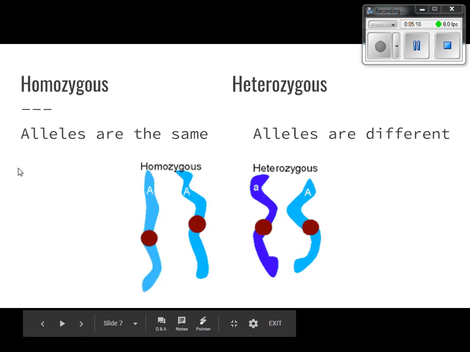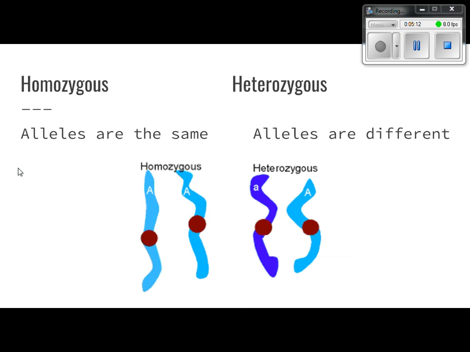Now, when we're talking about a genotype, if the alleles are the same, that is referred to as homozygous.